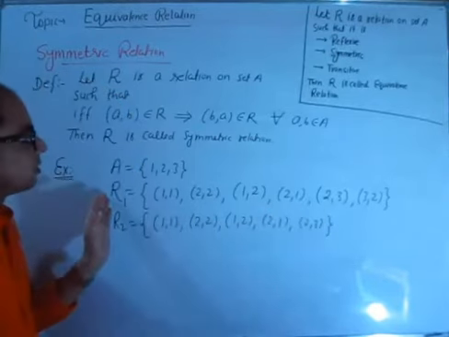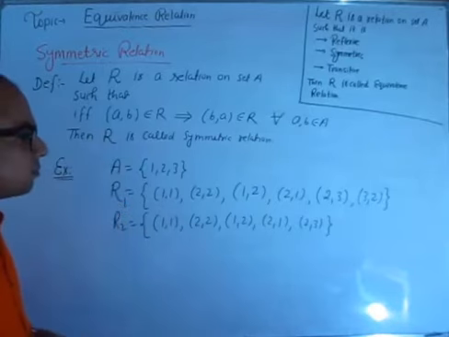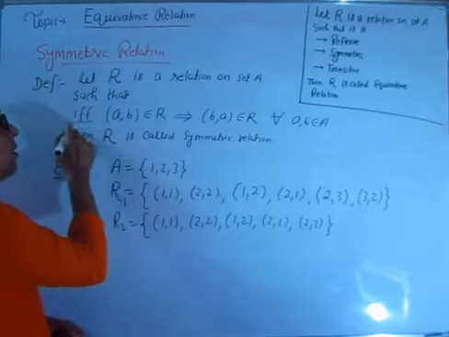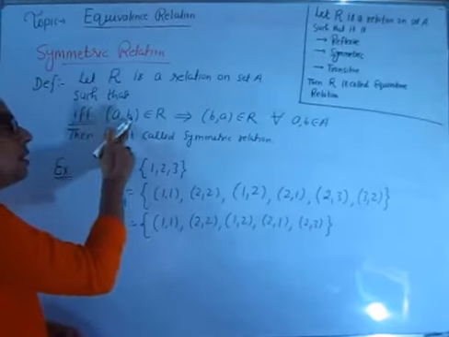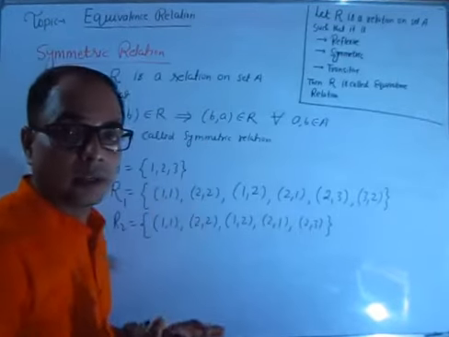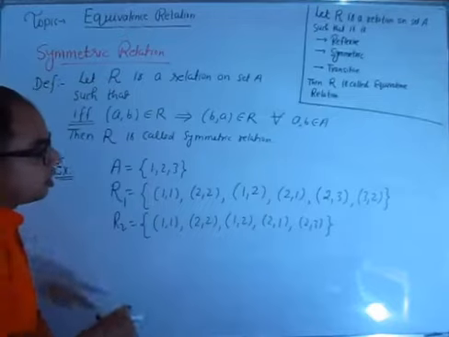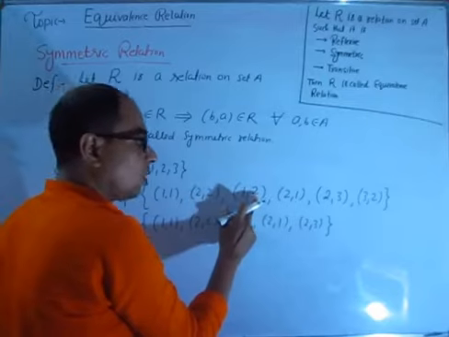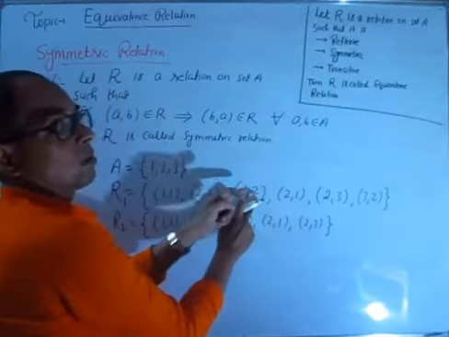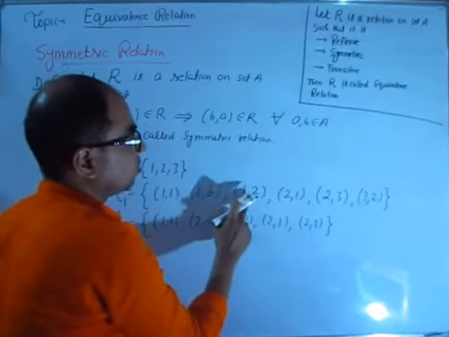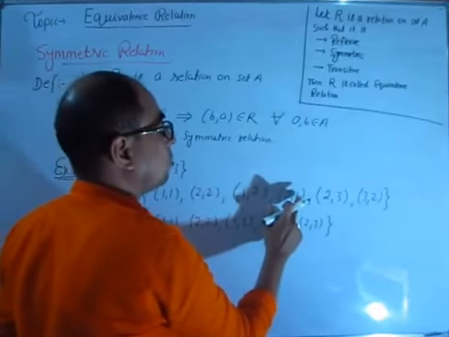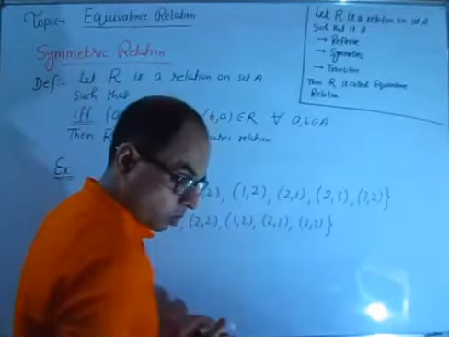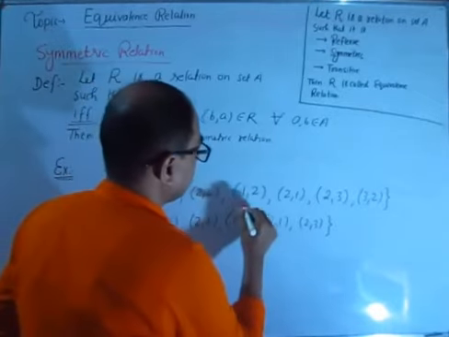Now, is R1 a symmetric relation on this set A? What is the condition for symmetricity? If a is related to b, then b must be related to a. Observe, 1 is related to 2. Then for a symmetric relation, 2 must also be related to 1. Here 2 is related to 1. So 1 and 2 are related with each other, and both are present in the relation.